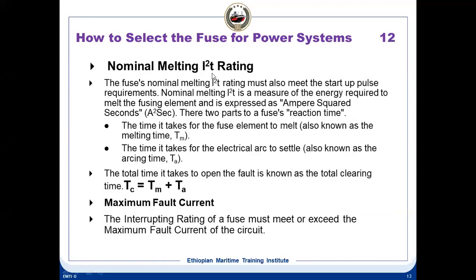And the normal rating I told you, I square T. This I square T is basically the measure of the energy required to melt the fusing element. It's a combination of two, Tm plus Ta. This is the total fault clearing time Tc. Tm means the time taken for the fuse element to melt, and Ta is the time taken for the electrical arc to settle. So total Tc is equal to a combination of both. This rating on the fuse, you will find this I square T rating. So whenever you replace the fuse, you must see this I square T also. What is the I square T rating of the fuse?